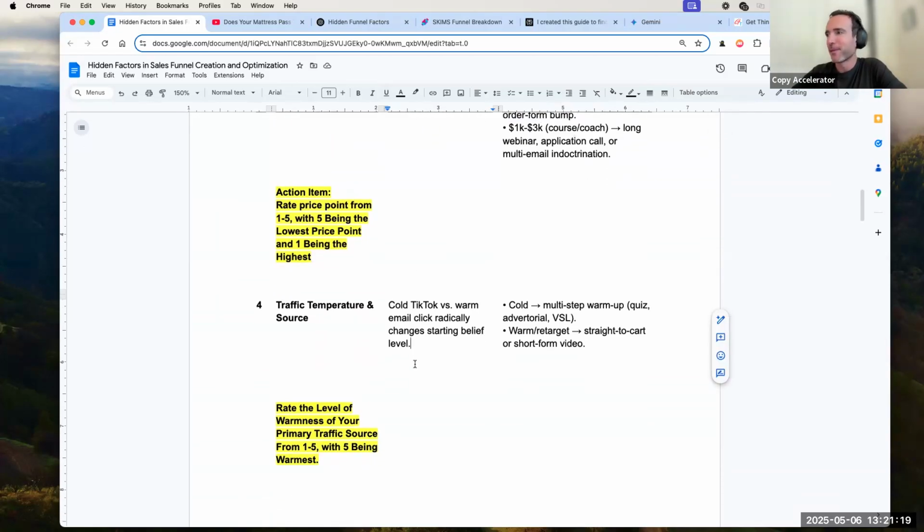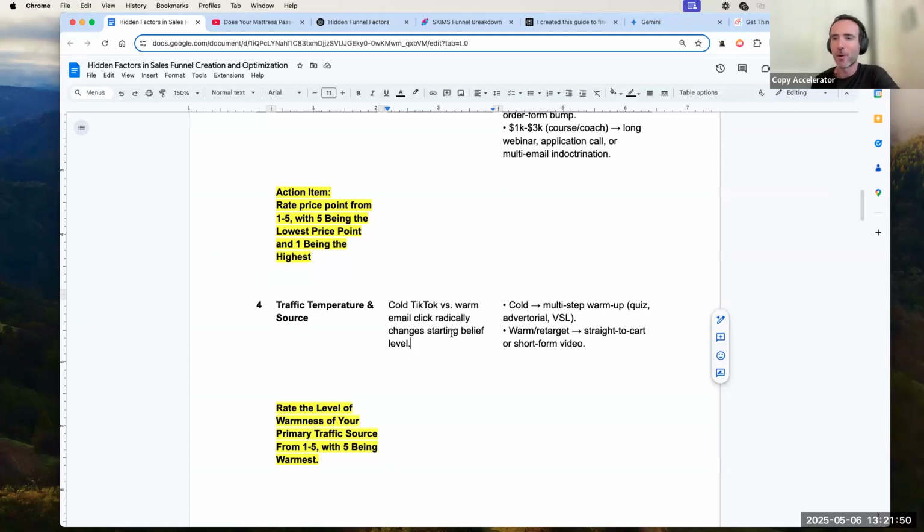Basically, the simple thing we're saying here is that colder traffic, typically you need more copy to convert them than really warm traffic, right? Again, this shouldn't really make a lot of sense. Like if you sell something to your email list and it's pretty warm and you have a good connection with them, then typically you don't need to send them to a whole VSL for some new offer. You could send them to a pretty short landing page, product page, whatever it is, right?